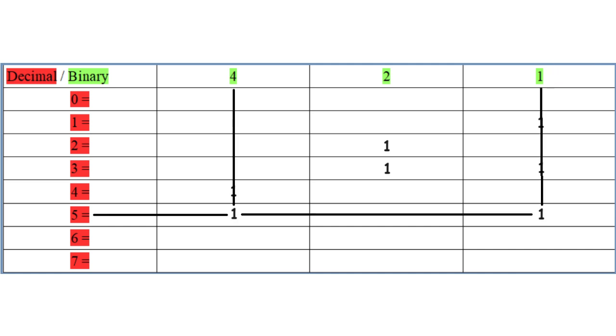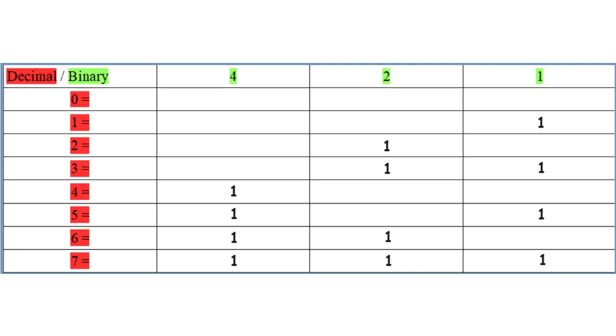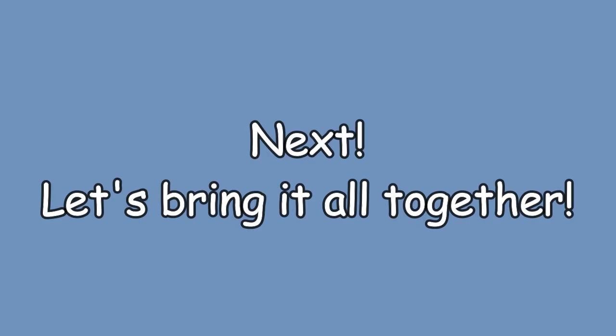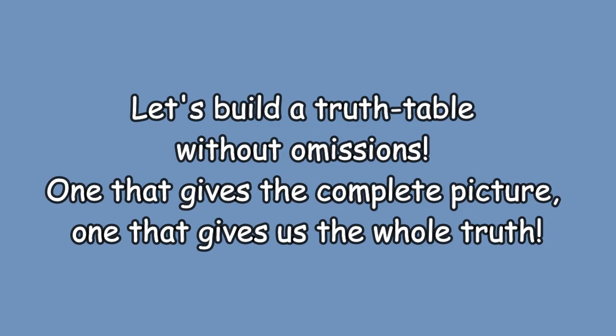Done in this way, there will always be a set pattern because the decimal and binary systems are standard. Next, we can simply fill in all the false or low states with zeros. Therefore, all possible combinations of true and false states will have been considered. The importance of that fact to the digital logic programmer becomes quickly apparent. Next! Let's bring it all together. Let's build a truth table without omissions.